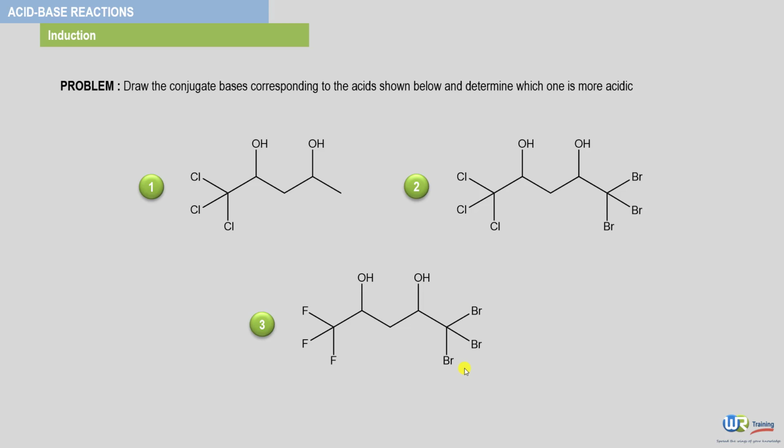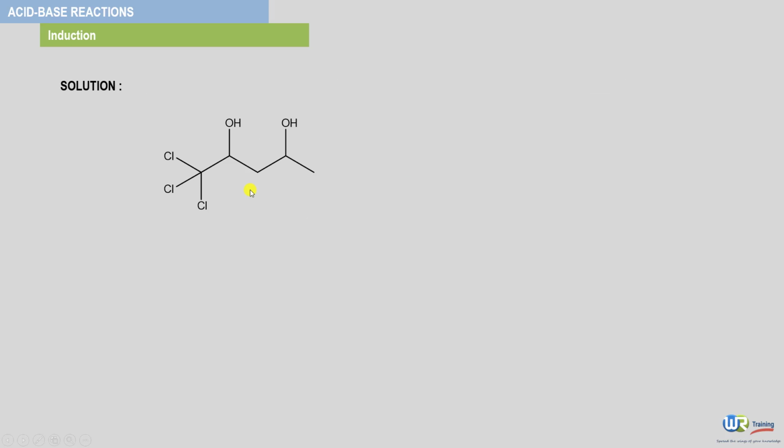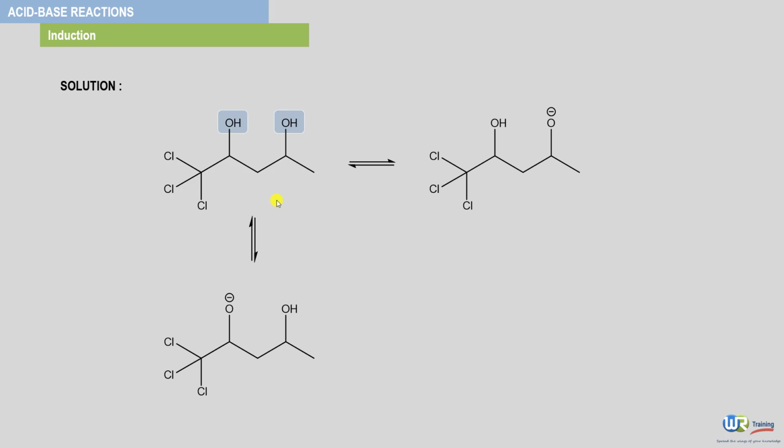Now let's do some exercises. For each of the following acids, let's draw the corresponding conjugate bases, then determine which one is more acidic. For the first compound here, let's start by removing the 2 protons. We will get the 2 following conjugate bases. So we can see that there is no resonance effect in both cases here, and that the negative charge in both cases is assigned to an oxygen atom.